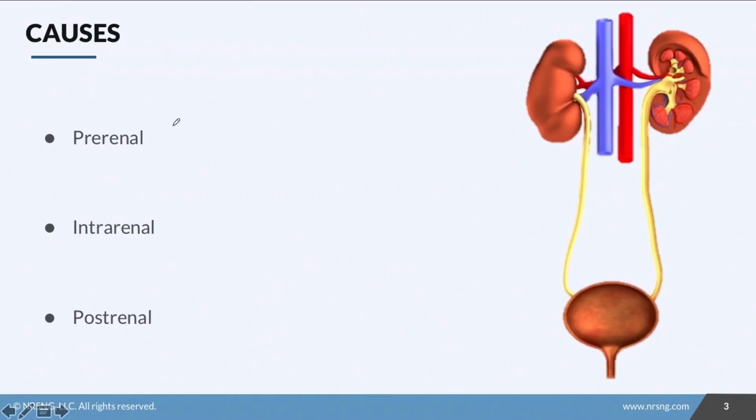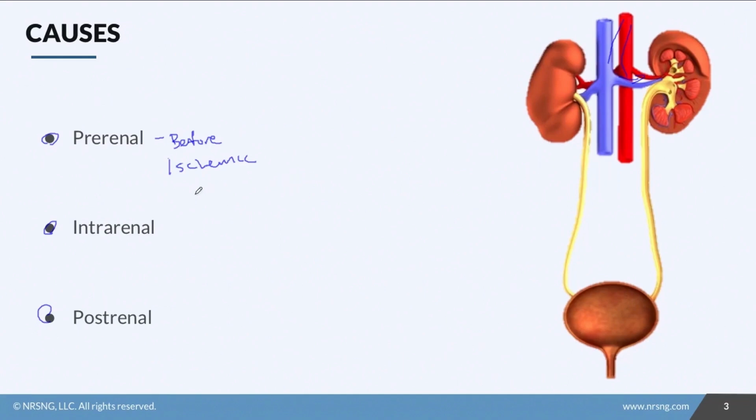There's 3 categories of causes of acute kidney injury, and they have to do with the source of the problem. Those are prerenal, intrarenal, and postrenal. So prerenal means before the kidney. The source of the problem is what comes before the kidney, which means the blood flow into the kidneys themselves. If blood isn't flowing into the kidneys, not only do they not get perfused and can have some ischemic damage, but they also can't filter blood if it's not there.